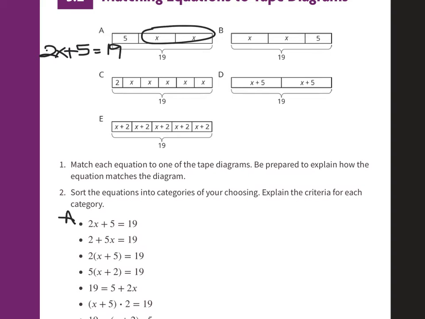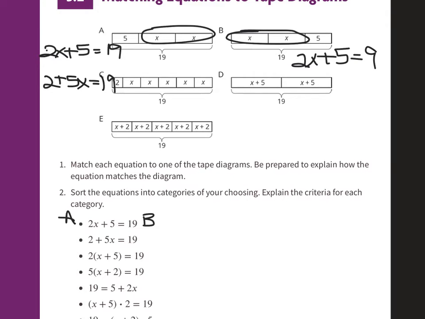All right, letter B. Letter B looks a lot like letter A, except they just flip-flop where the x's and the 5's are. So it's still the same thing. We still have 2 x's plus 5 equals 19. So B works for this one as well. Letter C, we start with a 2. And then we have 1, 2, 3, 4, 5 x's. So 2 plus 5x equals 19. Oh, look, next one down. 2 plus 5x equals 19.